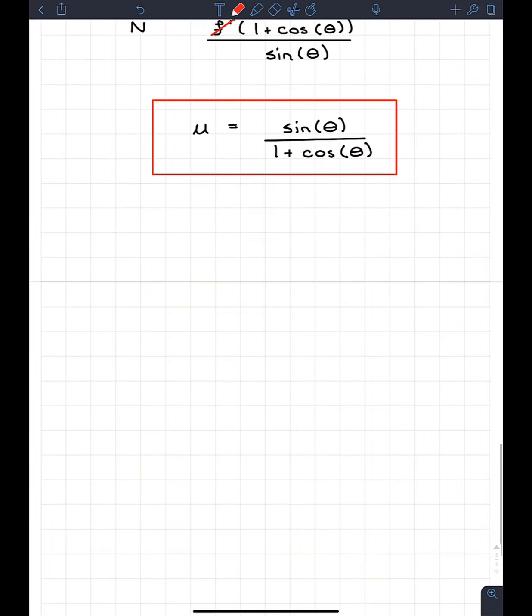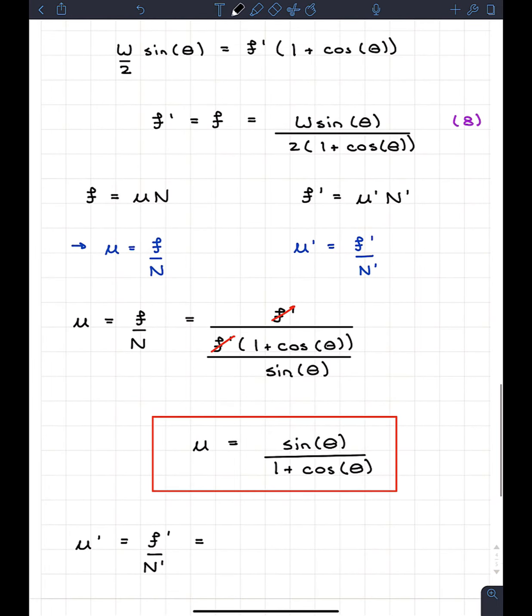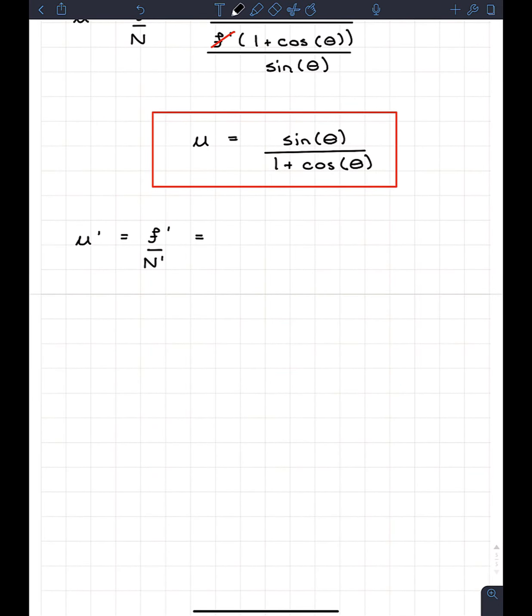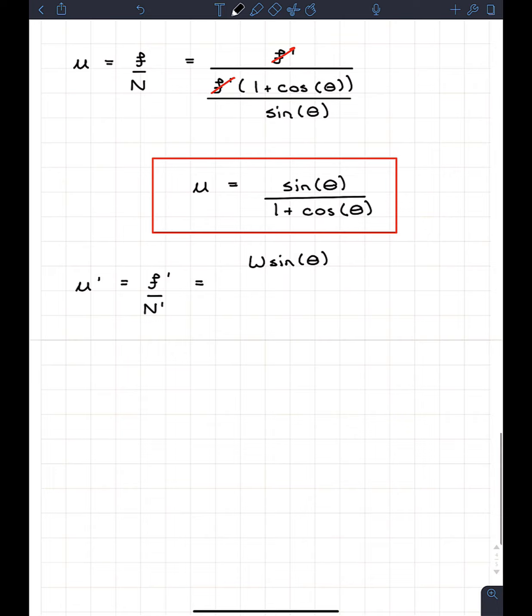So we're going to come down here and say, mu prime is going to be equal to f prime divided by n prime. If we look up at what f prime is, we know f prime is W sine theta. So I'm going to put this up here. So this is going to be equal to W sine of theta, divided by 2 times 1 plus cosine of theta. So this right here is just the f prime. It's a lot of work for just f prime.